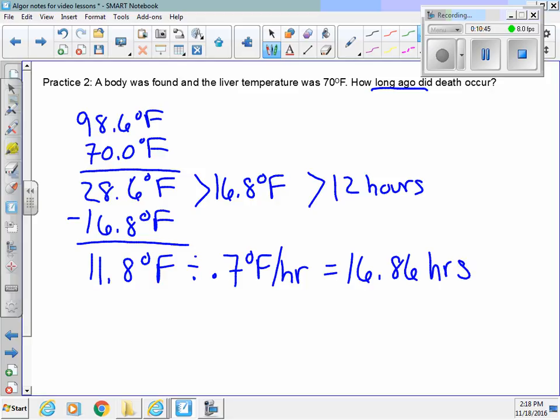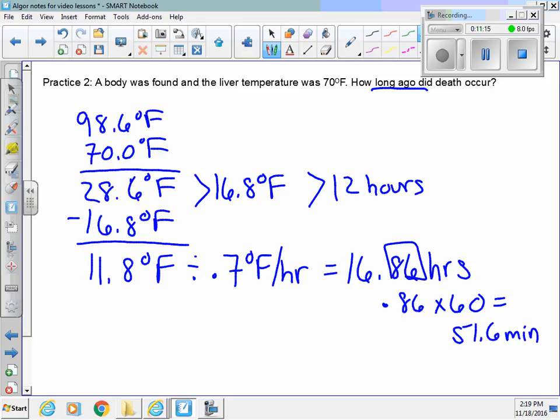We were not good at that in the first question. So we brought it out 2 places. Now, we're not done because we have to account for a couple of things. So we can take our decimal, 0.86 times 60, and that's going to give us 51.6 minutes. We'll round it up to 52.